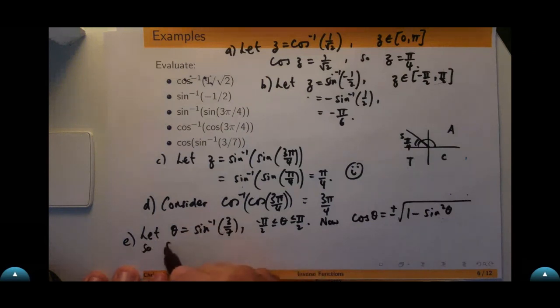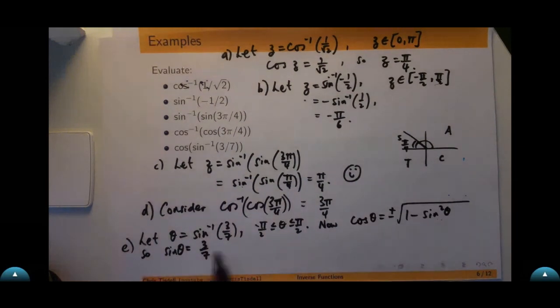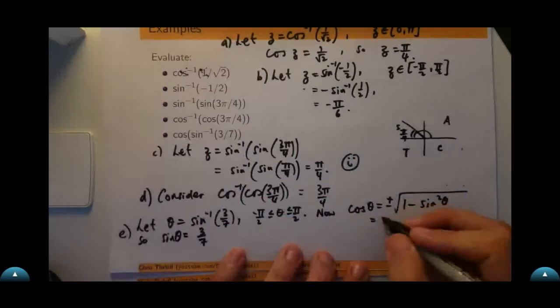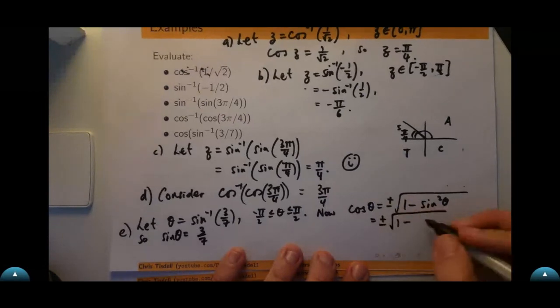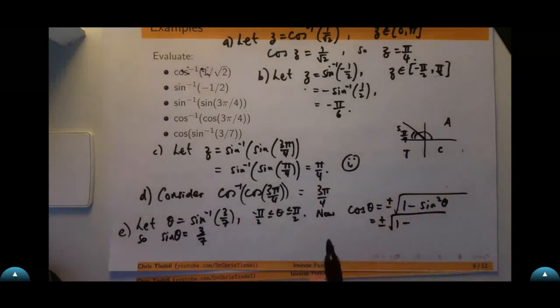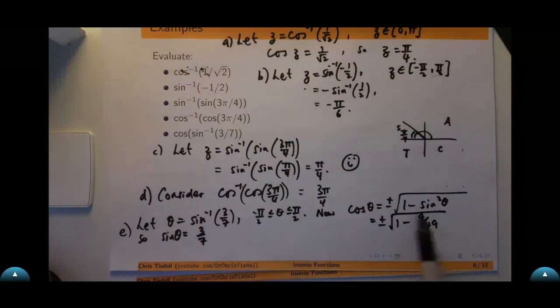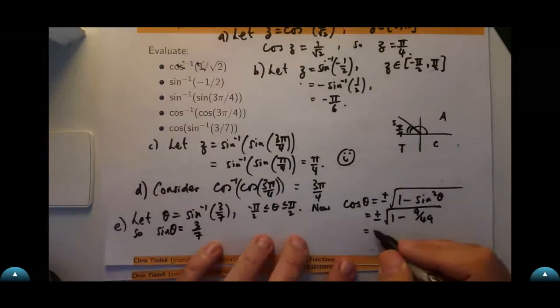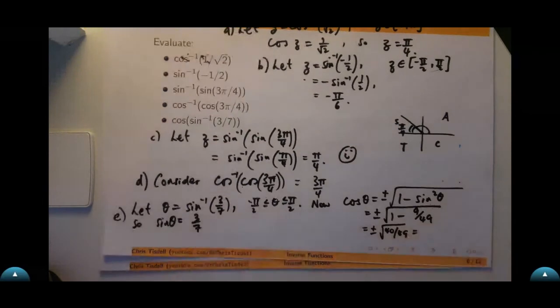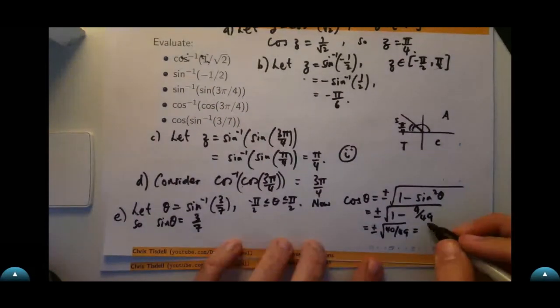Okay. All right. So if theta is that, sine theta must be 3 on 7. So I can take that and put that in here. So it's going to be 9 on 49. I think that's correct. And so you simplify this, you're going to get something like 40 on root 49. Okay, so 2 root 10 on 7.